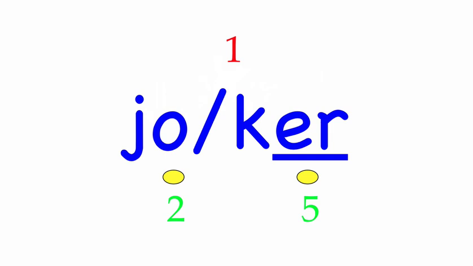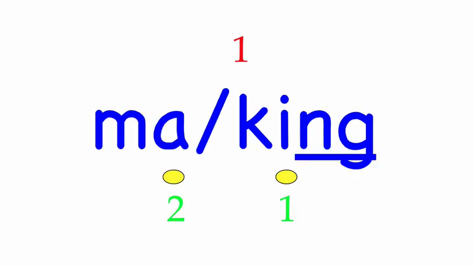Making. We are making a cake. Making. First syllable may, two sounds. M, A. King, three sounds. K, I, ng. Making. Mark the word.